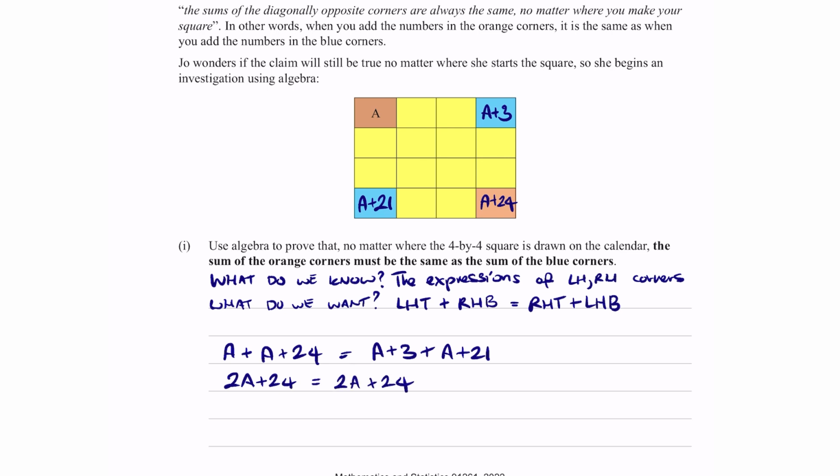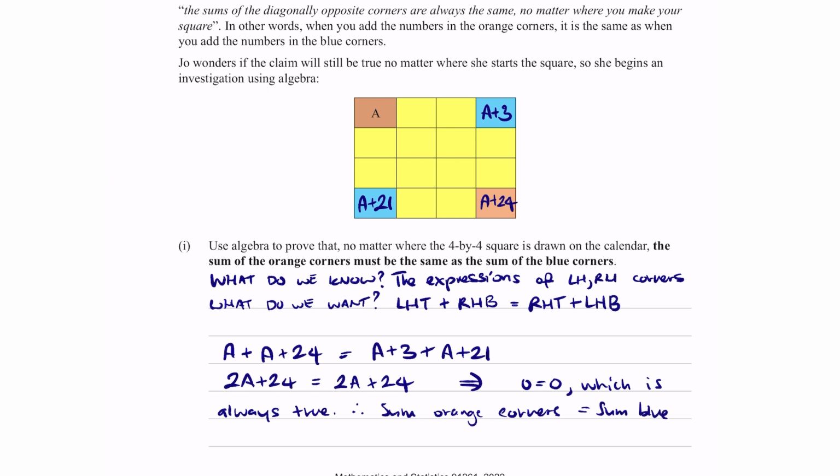Therefore, the left hand side equals the right hand side, as we wanted to show. We said that the sums must be the same. So this implies 0 equals 0, which is always true. If this equation is always true, that means the left-hand side must always be equal to the right-hand side. Therefore, the sum of the orange corners is equal to the sum of the blue corners, as we needed.